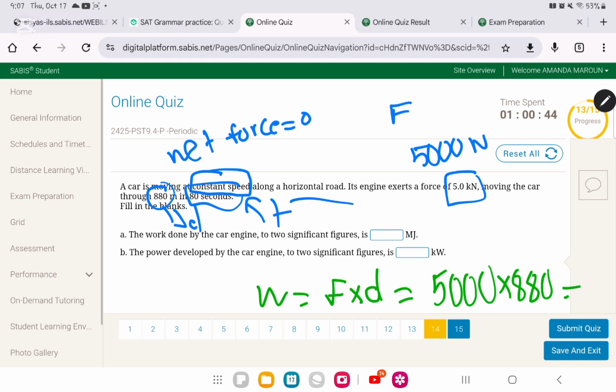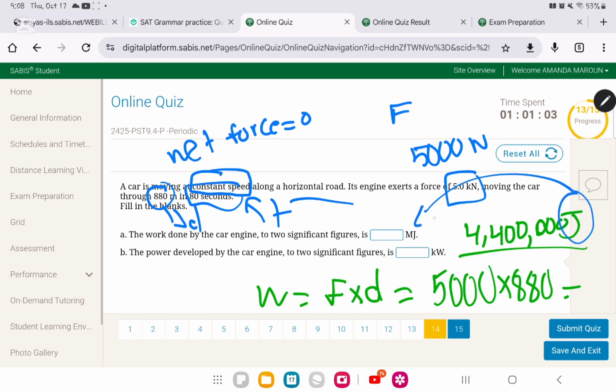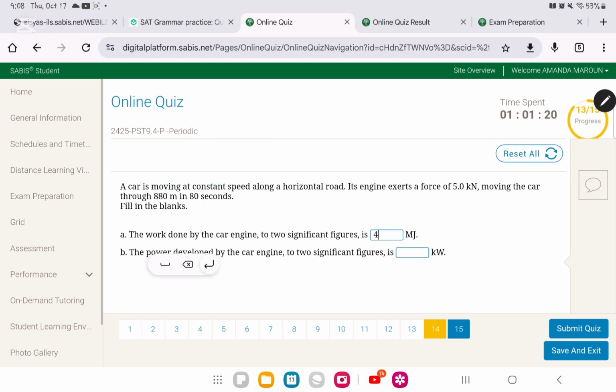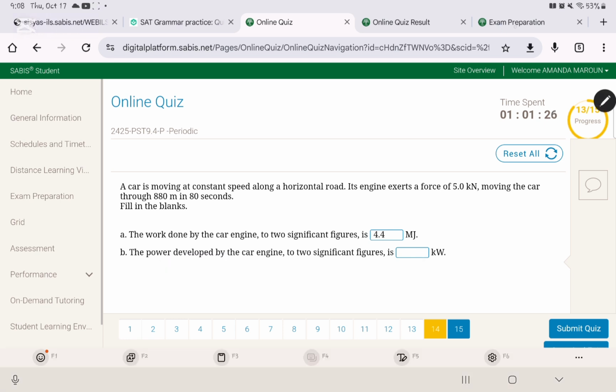If you do it on the calculator, you will get 4,400,000, I believe. 4,400,000. Okay, this is in joules. But do we need it in joules or in megajoules? We need it in megajoules. So from joules to megajoules, we are going to divide by 10 to the power of 6. So answer divided by 10 to the power of 6, we are going to get 4.4. So the answer over here is 4.4 megajoules.